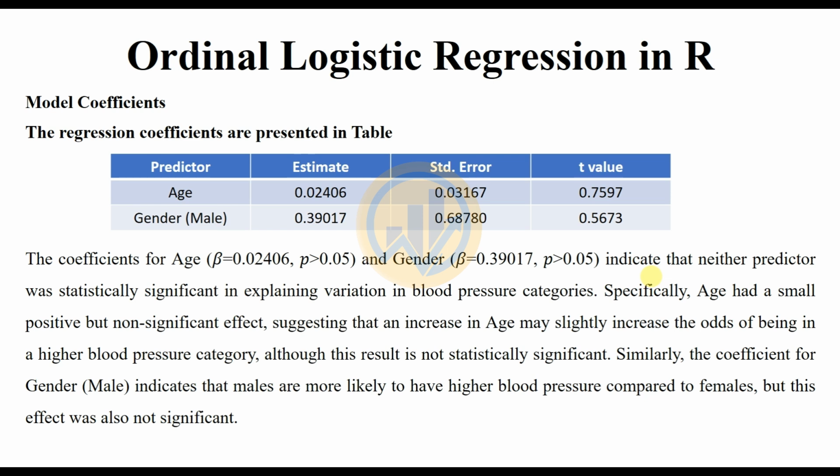Specifically, age had a small positive non-significant effect, suggesting that an increase in age may slightly increase the odds of being in a higher blood pressure category, although this result is not statistically significant. Similarly, the coefficient for male gender indicates that males are more likely to have higher blood pressure compared to females, but this effect was also not significant.